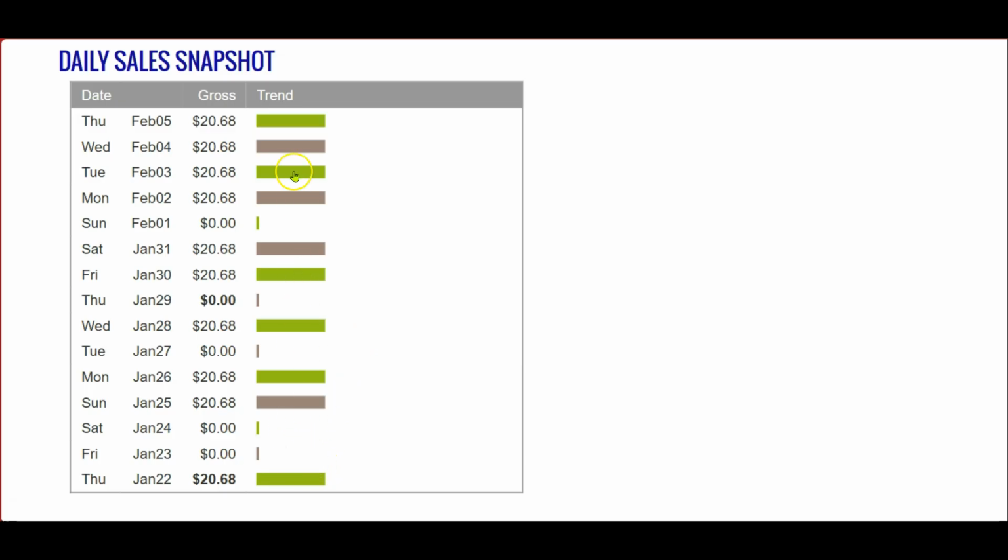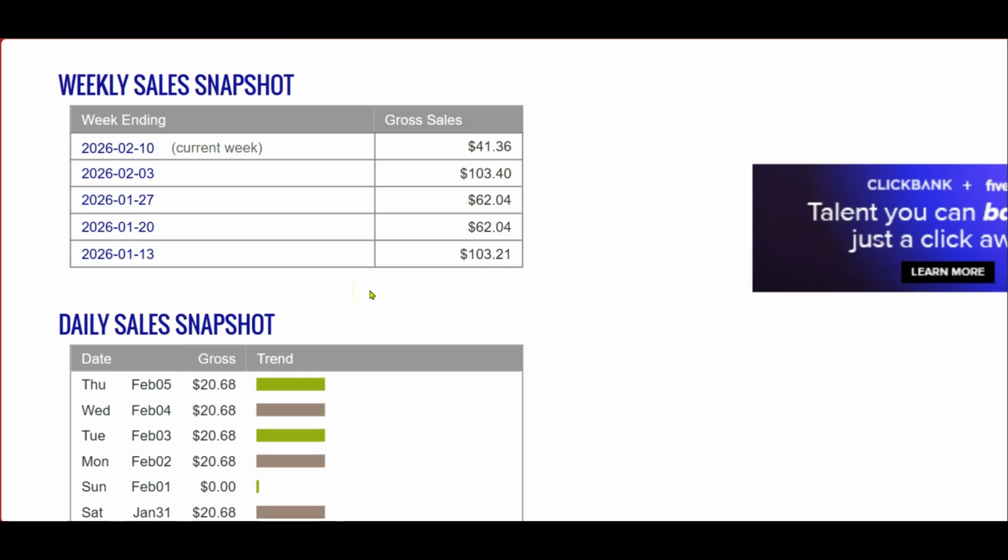The goal, I would like to have these gaps filled in here. So this is good here. It's 4 days in a row, so that's a good sign there. But let's go up and look at the weekly snapshot here.